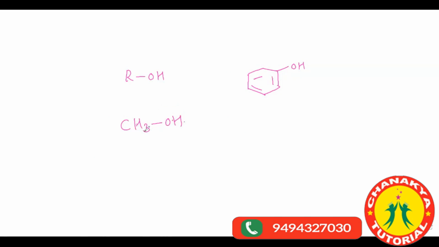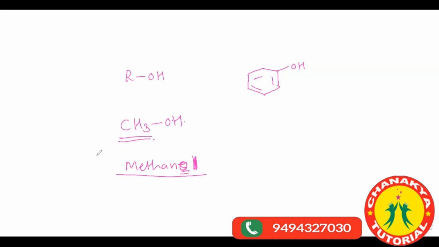And the nomenclature we have already seen. You just have to consider your parent hydrocarbon, right? Suppose this is one carbon, so it is methane. So this E should be replaced with OL. Right? So the name of this compound would be methanol. And this would be phenol.